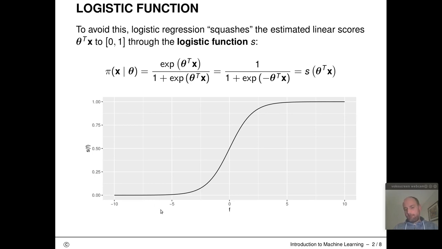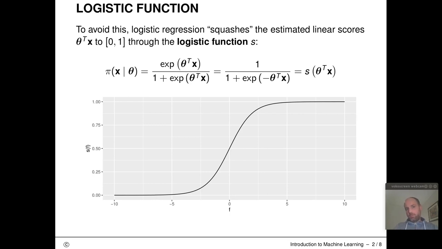So some type of score comes in. Negative values we kind of see as a preference for the negative class. Positive values we see as a preference for the positive class. They get transformed to something between 0 and 1, and scores get transformed in an isotonic fashion.